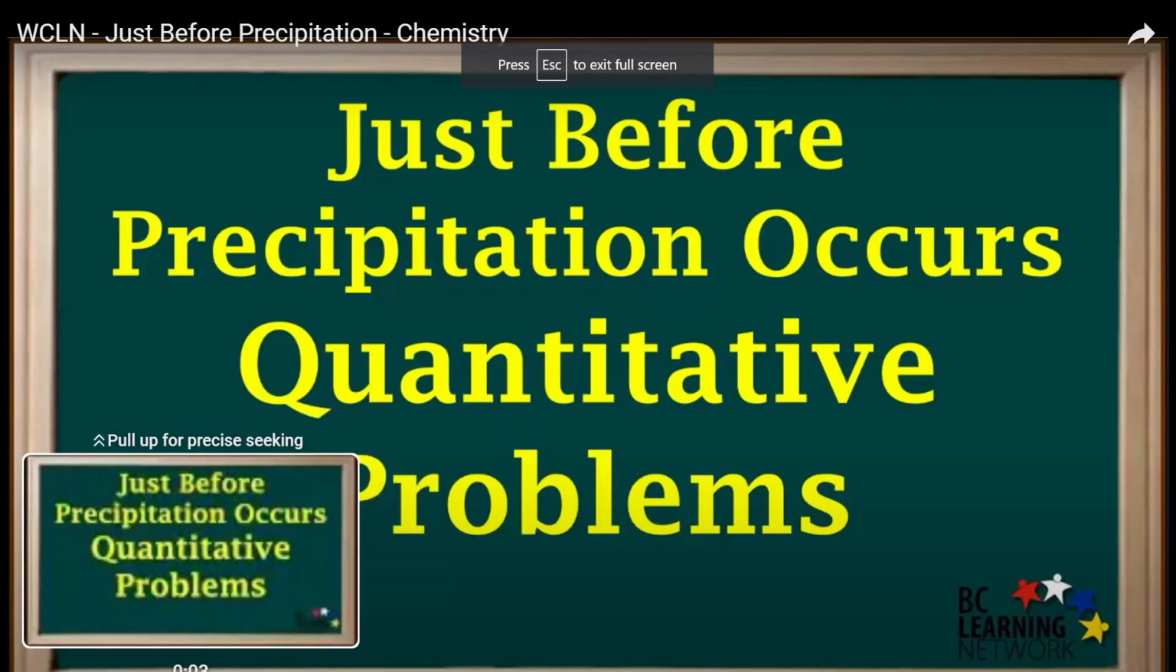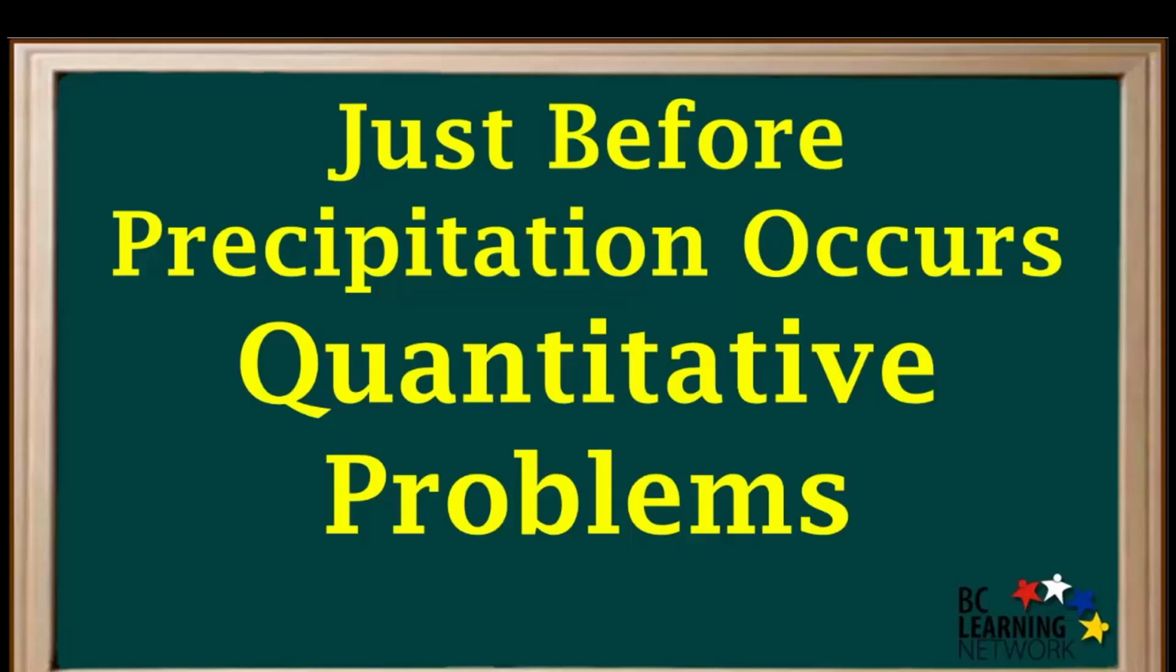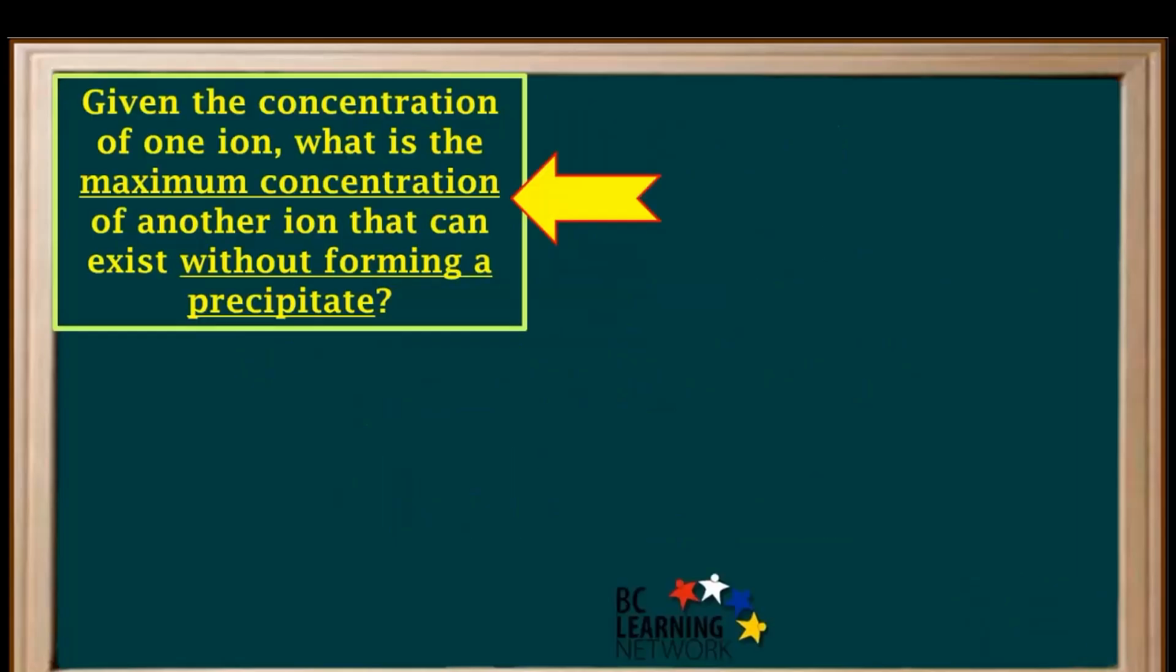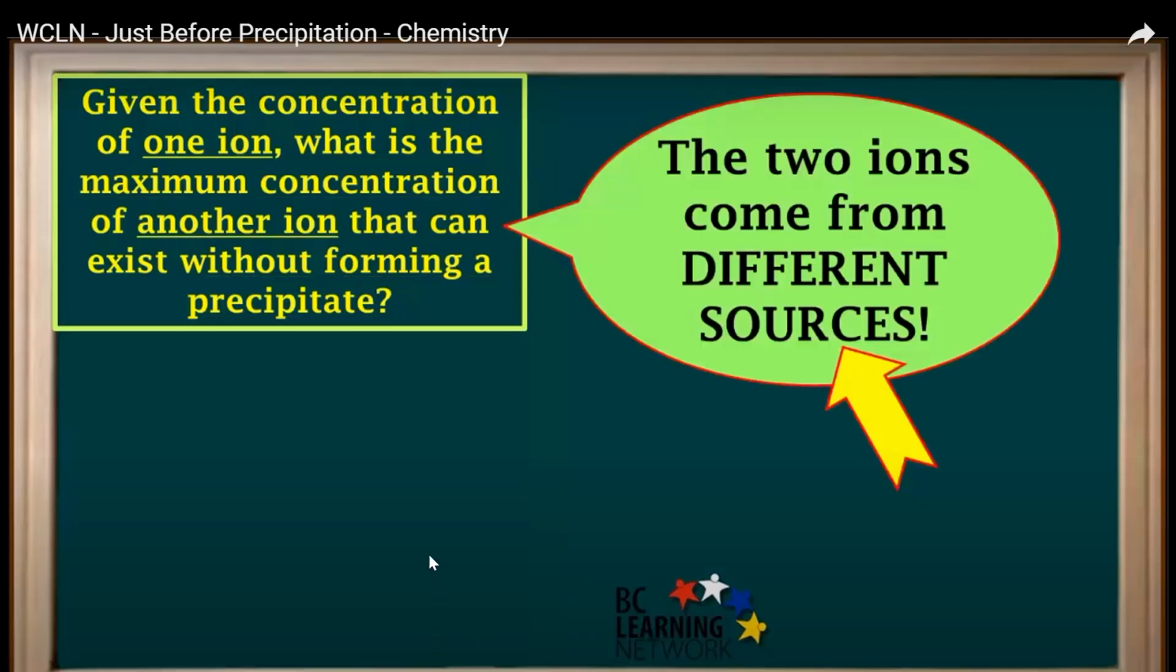Problems involving concentration. Here, we'll show you how to do problems involving concentrations of ions just before precipitation occurs. In one type of problem, we are given the concentration of one ion and asked for the maximum concentration of another ion that can exist without forming a precipitate. It is important here: if you have the maximum concentration and not form a precipitate, what do the ion concentrations have to multiply to equal?